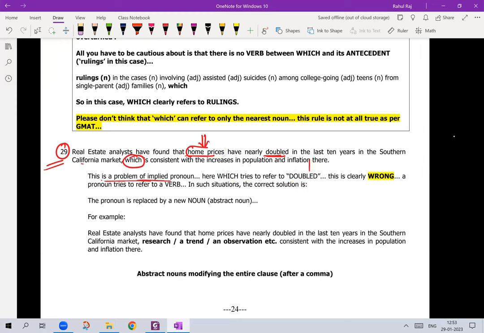And that's the reason it is said that it's much better you frame a sentence by removing this entire ambiguous pronoun. Put some proper noun over there. So the right sentence would be, real estate analysts have found that home prices have nearly doubled in the last 10 years in the Southern California market. You can say a research, or you can say a trend, or you can say an observation that is consistent with the increase in population inflation over there.